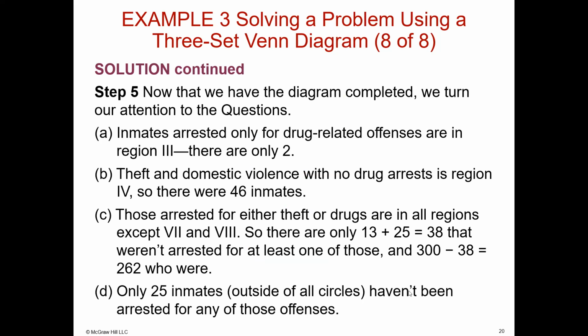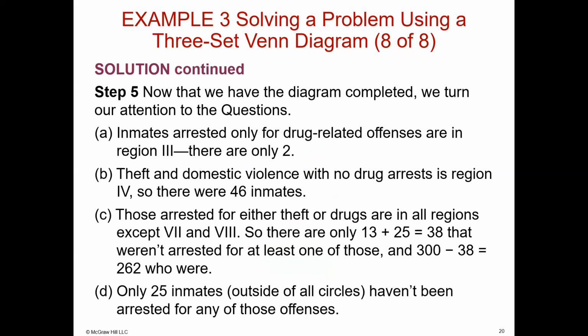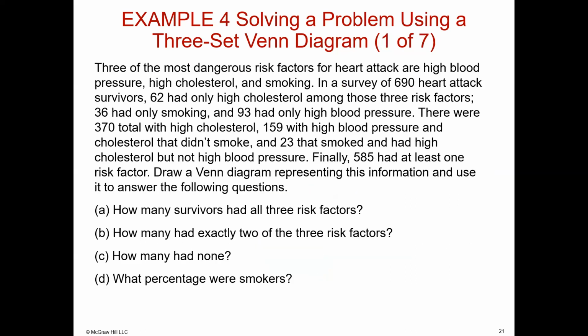Now, how many were not arrested for any of these offenses? That would be 25. That was a lengthy problem, wasn't it? But did we understand how we plowed through it? It takes that kind of methodology to tackle a problem like this. It was pretty involved, there's no doubt about it.